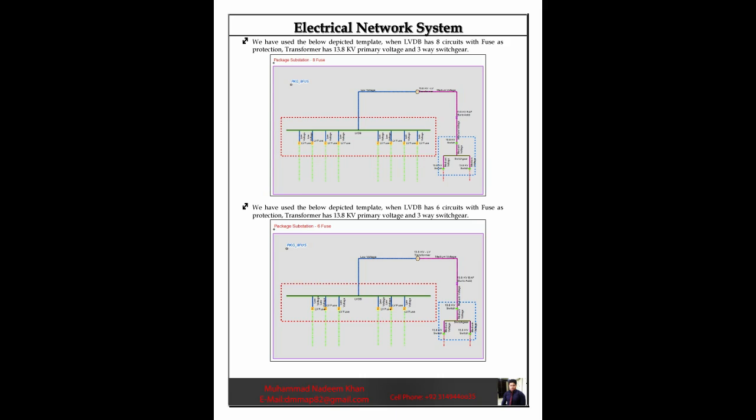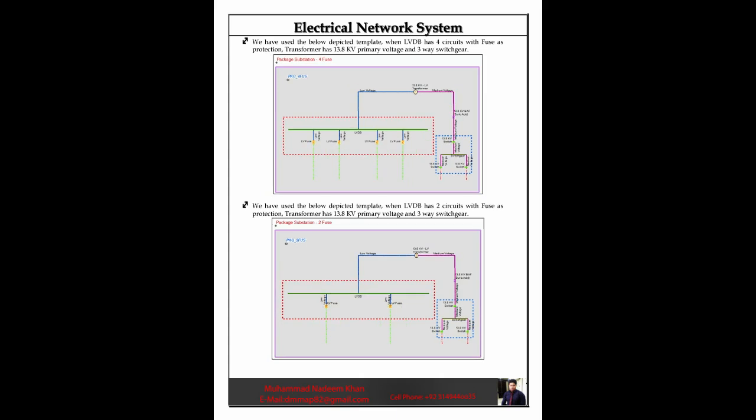We have used the below depicted template, when LVDB has 6 circuits with fuse as protection, transformer has 13.8 kV primary voltage and 3-way switchgear. We have used the below depicted template, when LVDB has 4 circuits with fuse as protection, transformer has 13.8 kV primary voltage and 3-way switchgear. We have used the below depicted template, when LVDB has 2 circuits with fuse as protection, transformer has 13.8 kV primary voltage and 3-way switchgear.